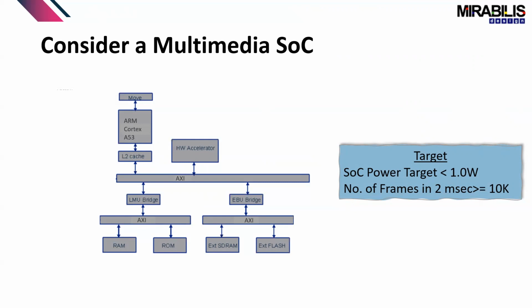For this multimedia SOC, we start off by specifying two requirements. One is the power target that needs to be achieved, which means that the average power consumption for the whole SOC has to be below 1 watt. And on the performance side, the number of frames in 2 milliseconds has to be greater than 10,000. These two targets have to be achieved by this proposed multimedia SOC design. So we'll be making use of VisualSim Architect to implement this design and try different use cases and analyses to make sure that these targets can be achieved.